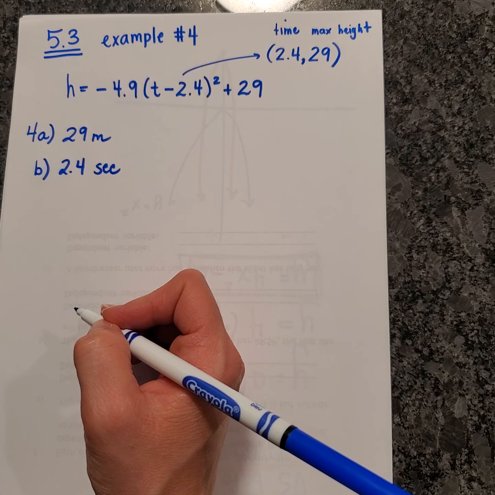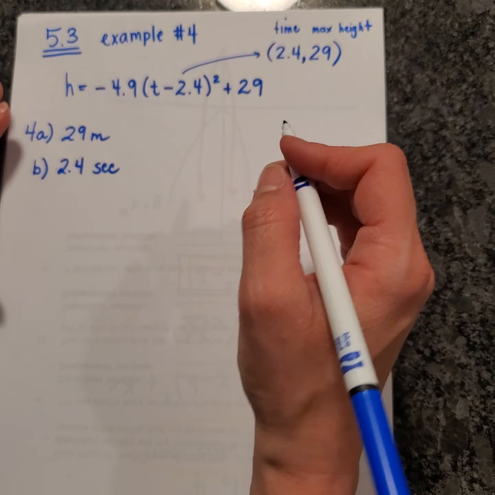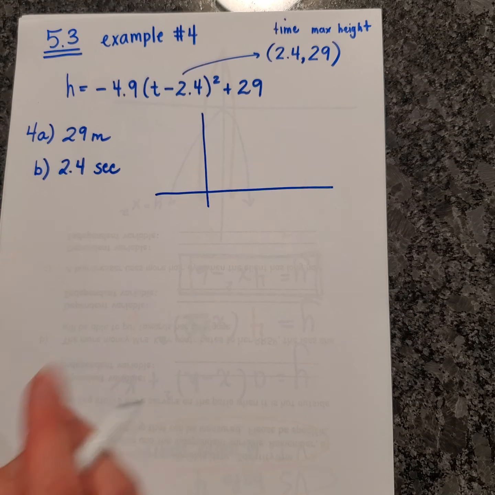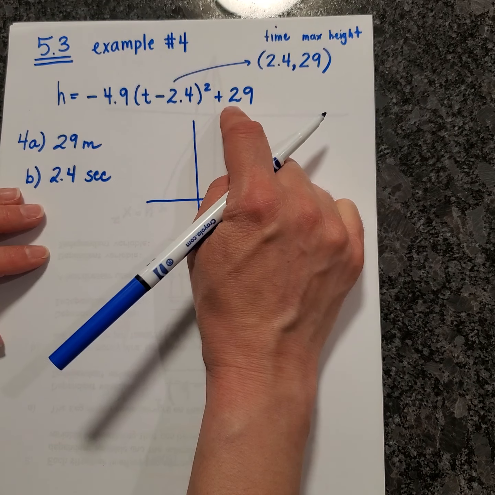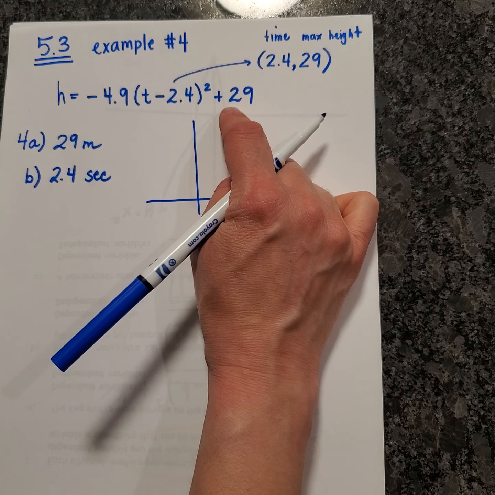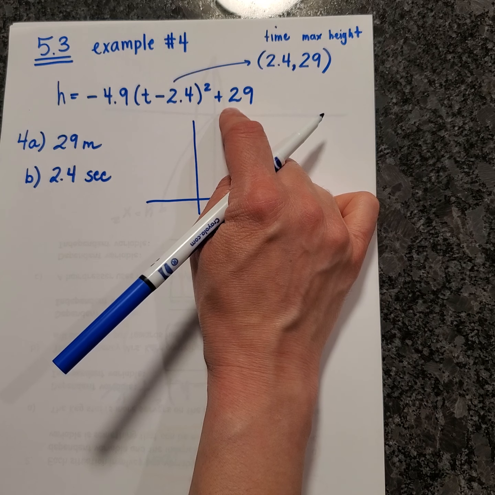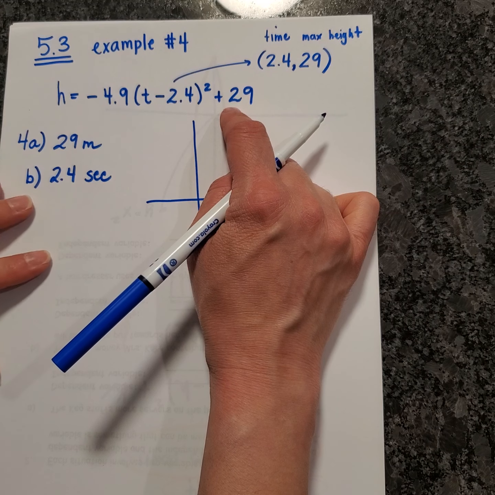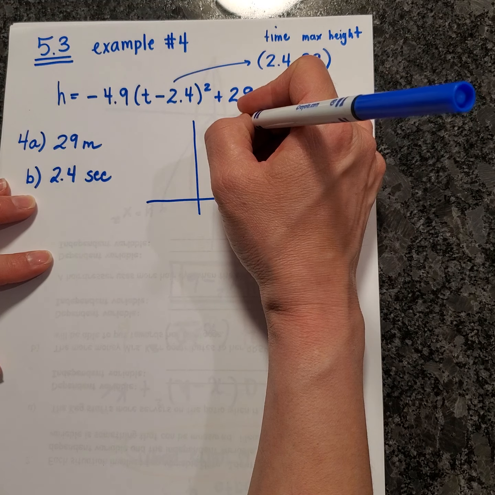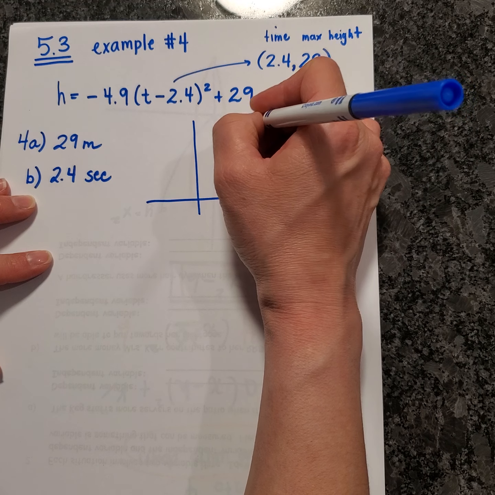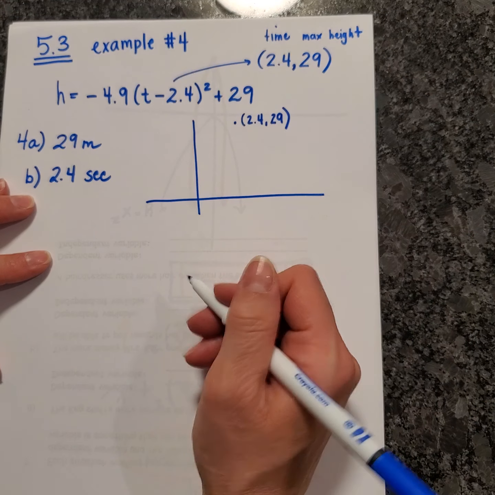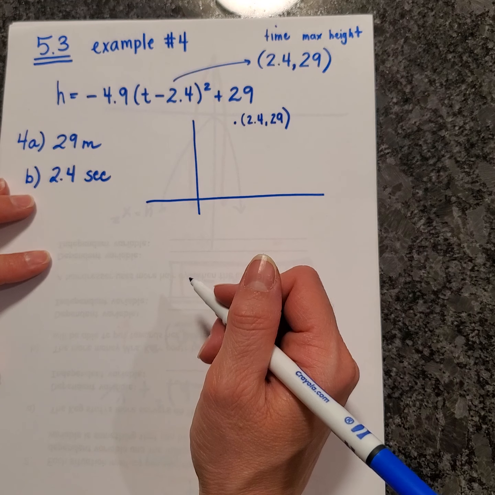Sketch a graph that represents the height of the football. So this is a very commonly made mistake. People look here and they assume that's the y-intercept. Folks, we are not looking at standard form. That was unit 3. We are looking at vertex form. So what do we know? We know that the max height is reached after 2.4 seconds, and the max height is 29. That's all we know.